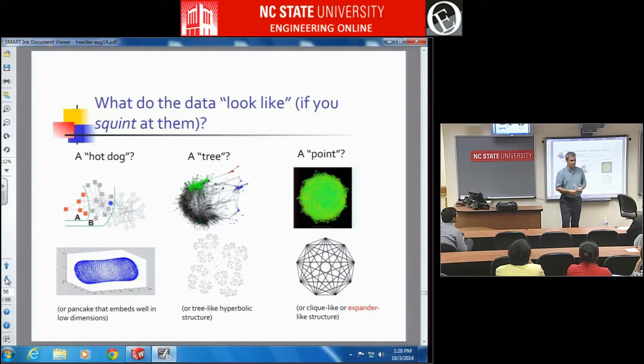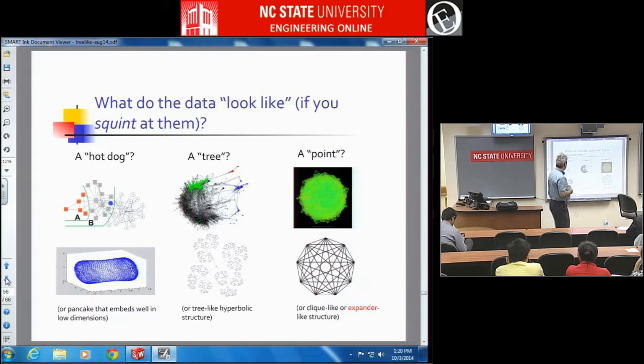It might just be a blob. It might be an expander, a 3-regular random graph. But there are no good clusters of any size. There's no way to cut it up in some nice way. If you try and bite it in half, you don't get much meat because half the stuff is on the surface of the hot dog. So we'll get back to what that means. But there's not a nice partition between the left half and the right half.